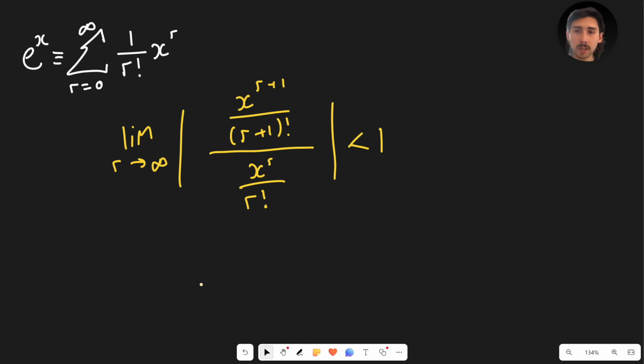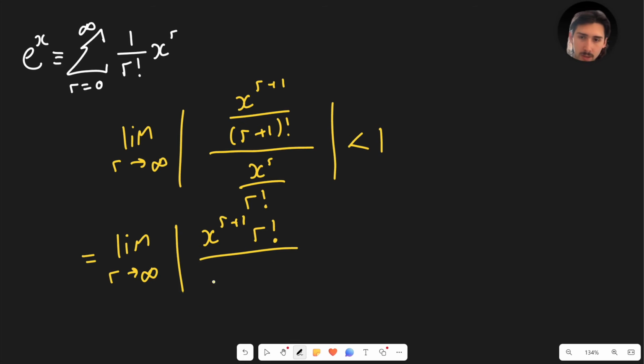So this limit is equal to the limit as r approaches infinity of, and then let's clean this up a little bit. I'm going to write this, and again, I'm going to assume that you're pretty happy with how to use the ratio test already.